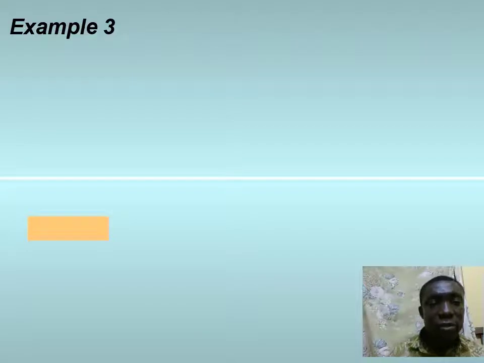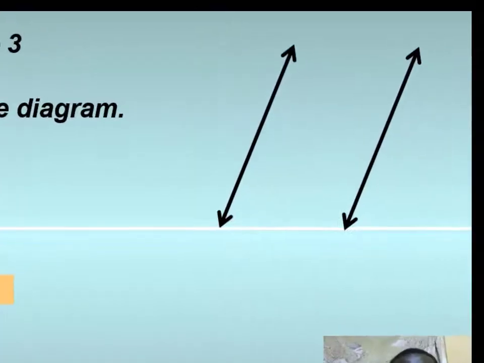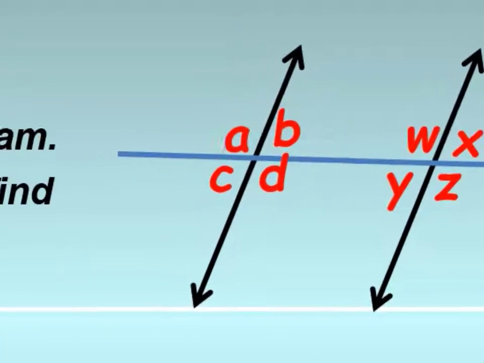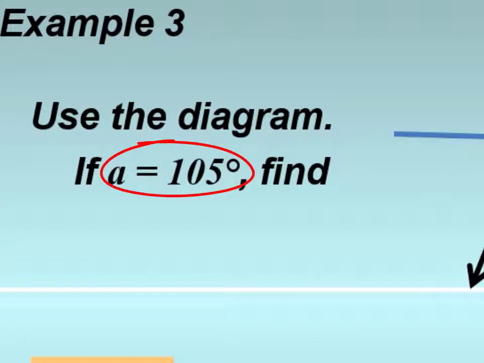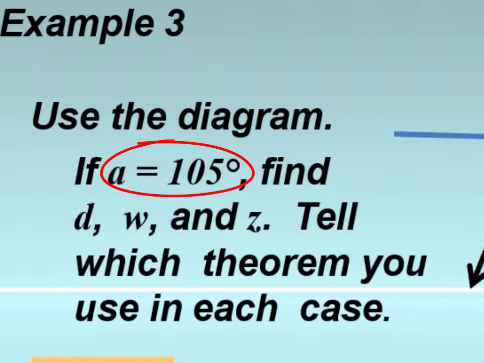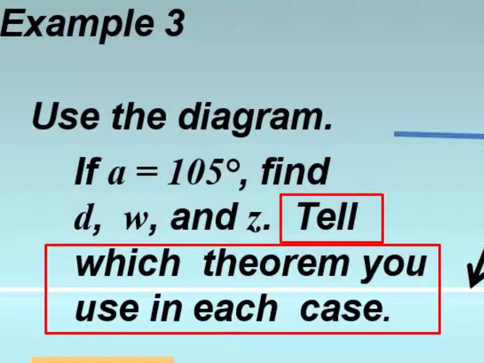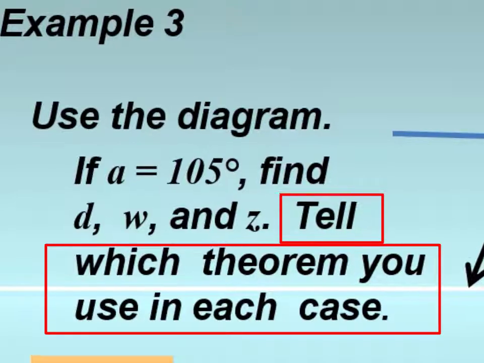Example 3. Let's go into our examples. Use the diagram. So we have our diagram and our transversal. Let's label the angles: angle A, angle B, angle C, angle D, and W, X, Y, and Z. If angle A is 105 degrees, we should find angle D, angle W, angle Z. Then tell which theorem you use in each case. I'm sure you can do that.